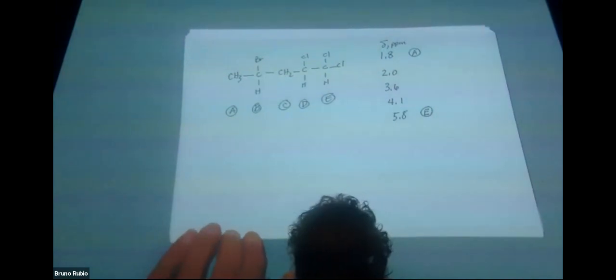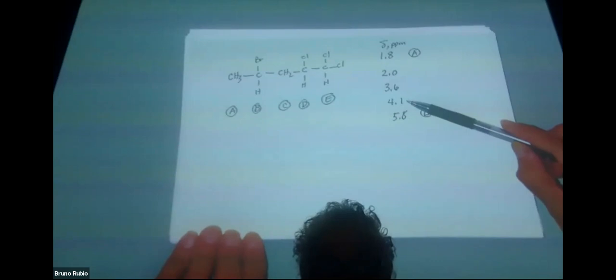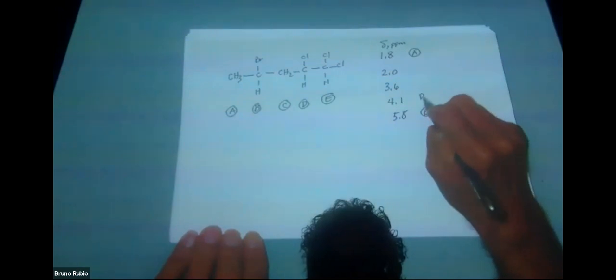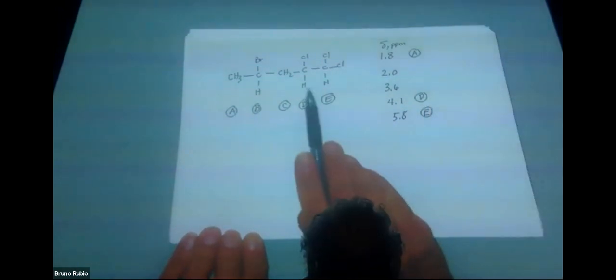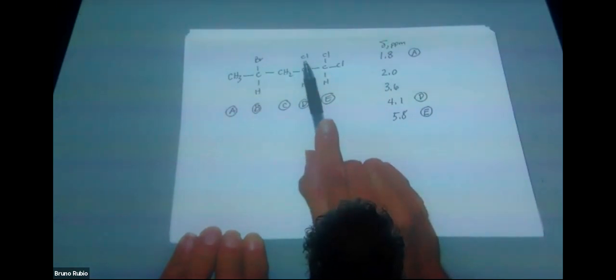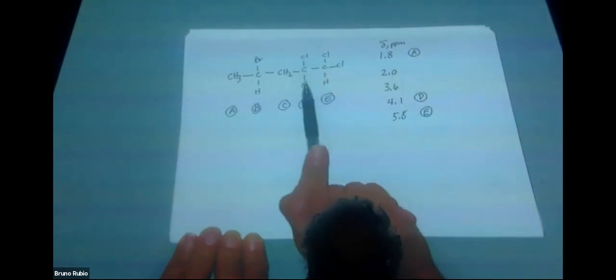Okay, so now how about let's go for this 4.1. He's easy to spot as well. It's 4.1. Which proton is giving me this 4.1? Oh, that will be D. That will be D because the D proton is 2 bonds away from chlorine, right? This guy was 2 bonds away from 2 chlorine, so he's more downfield.